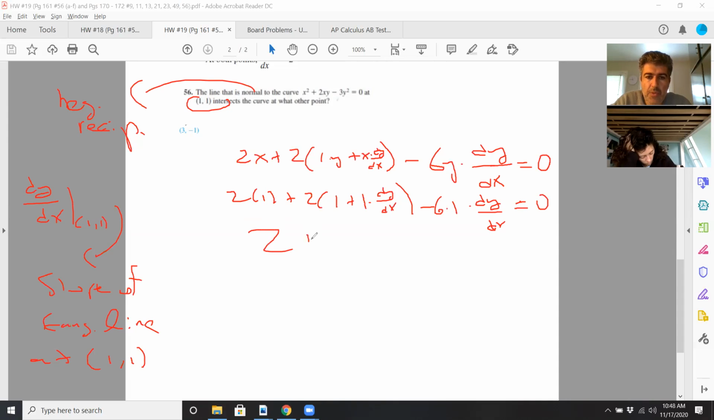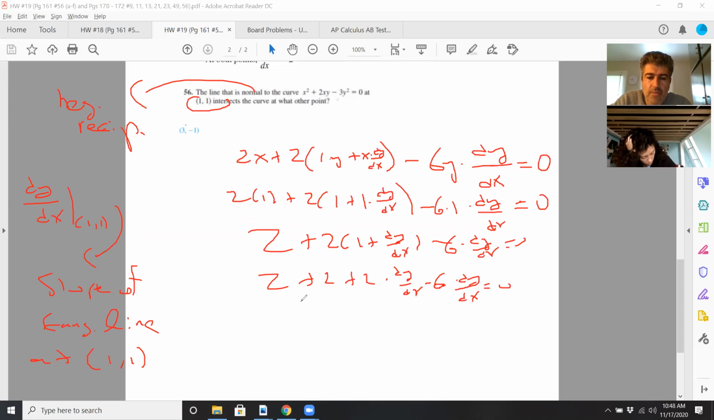But let's work this out. 2 plus 2 times 1 plus dy over dx minus 6 times dy over dx. So it's 2 plus 2 plus 2 times dy over dx minus 6 times dy over dx. A lot going on here. So you have 4 on this side, move that over to the other side, you get negative 4. 2 minus 6 is negative 4 also. So dy over dx equals 1.